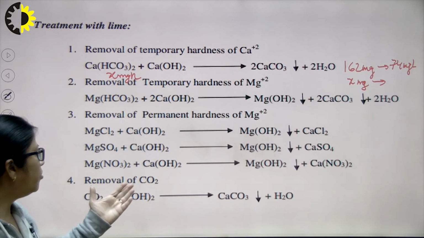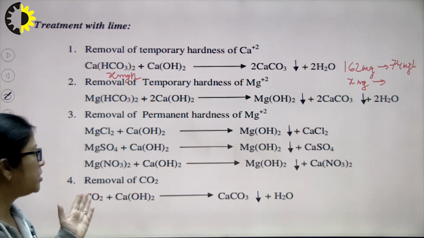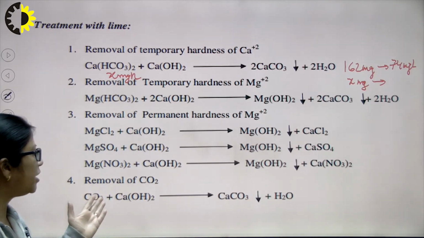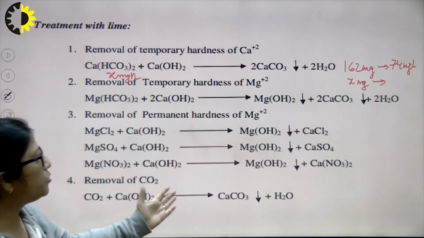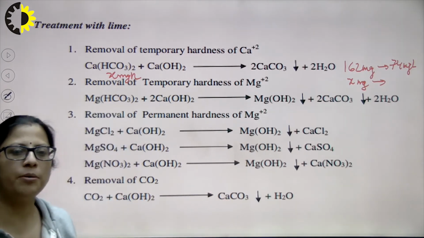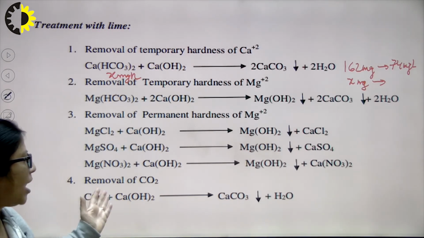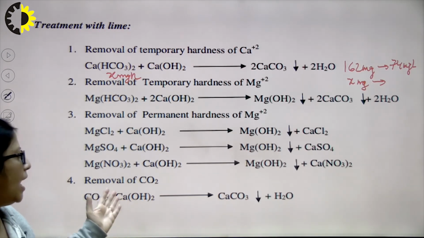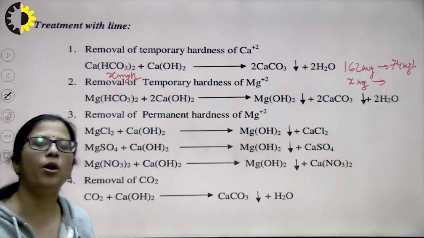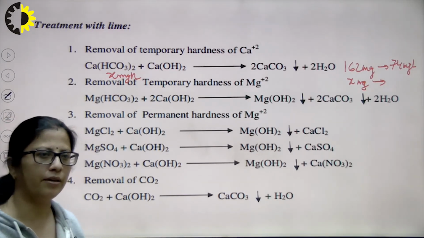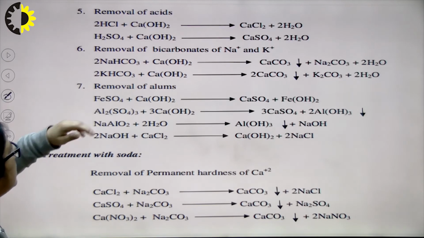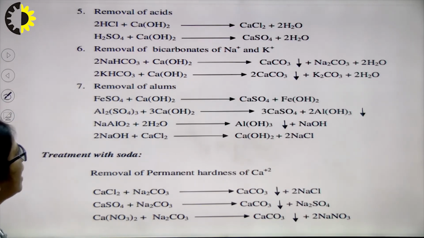Next, removal of CO2. The dissolved gas CO2 which is present requires 1 mole of lime to form the precipitate of calcium carbonate. So, CO2 is 44. So, 44 grams requires 74 grams, and if X milligram is present in water, then how much will it require? These are the reactions for the removal of acids.